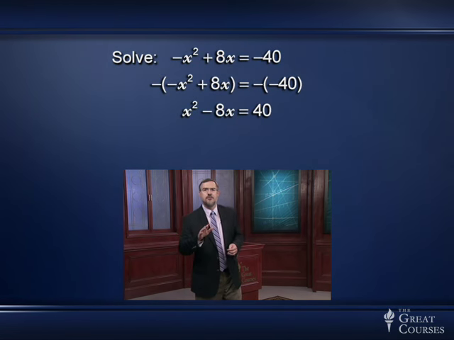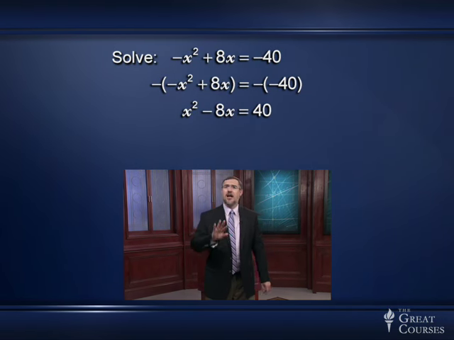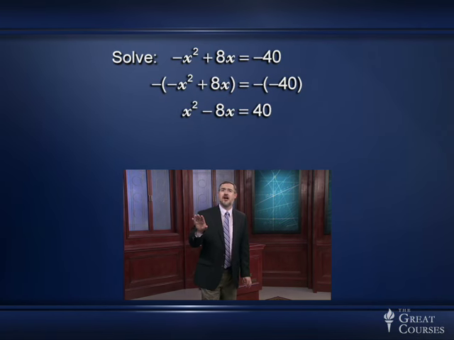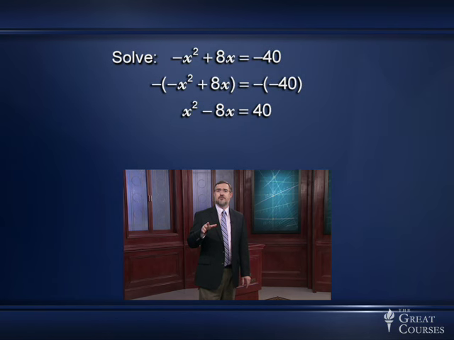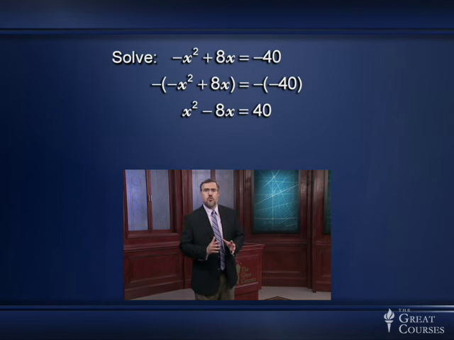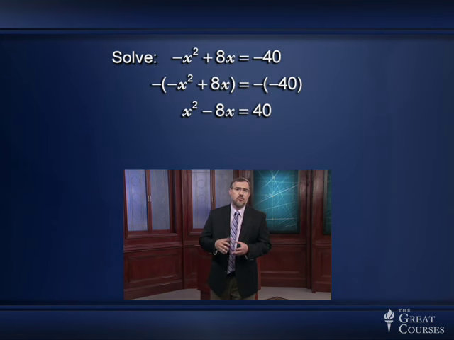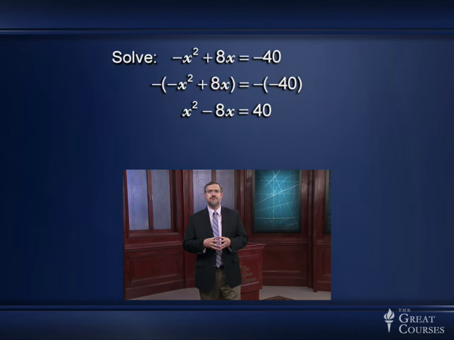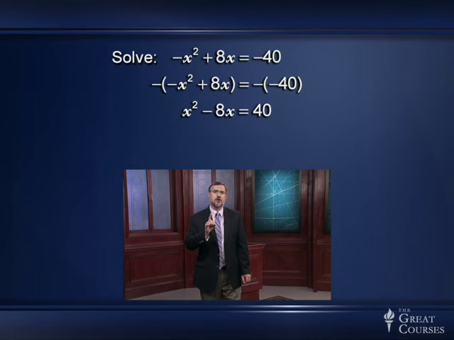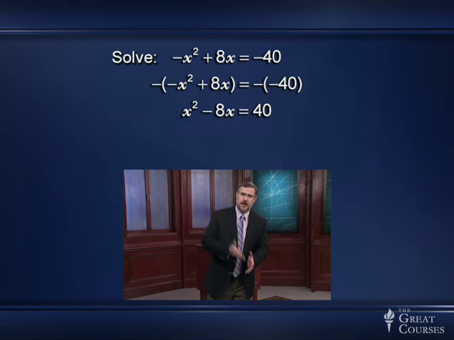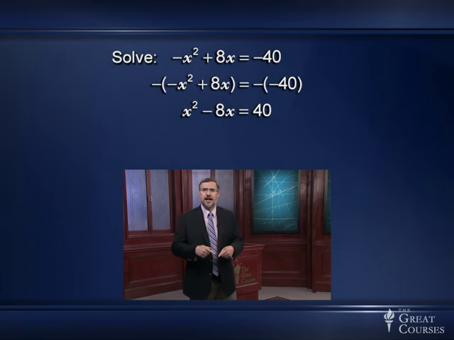Okay, this time I'm going to use completing the square again. I'm just going to leave that 40 on the right-hand side. I'm allowed to do that. We could move it over, but we don't actually have to. Let's now complete the square using the x squared minus 8x. Okay, what do we need to add to x squared minus 8x to get a perfect square? Well, we take the 8, divide it by 2 to get 4, square that to get 16.